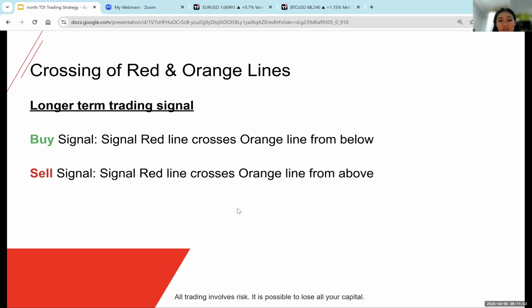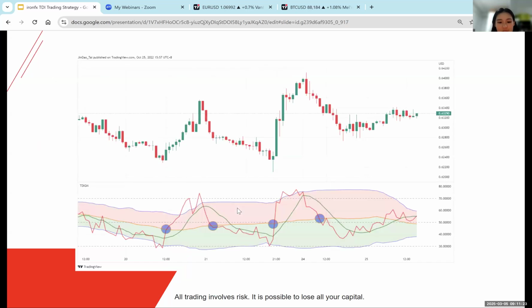Okay, next we have the red and orange lines. This is more for longer term trading signals. A buy signal is when your signal red line crosses the orange line from below, and a sell signal is when the signal red line crosses the orange line from above. So here's an example.